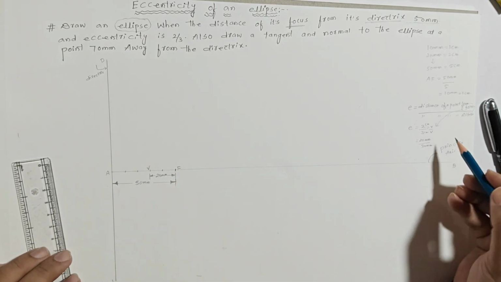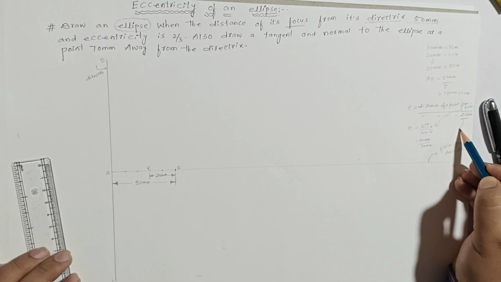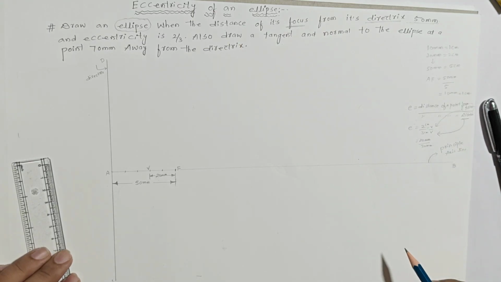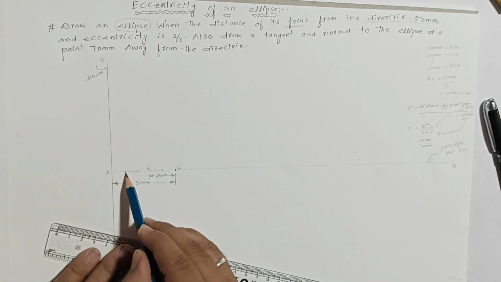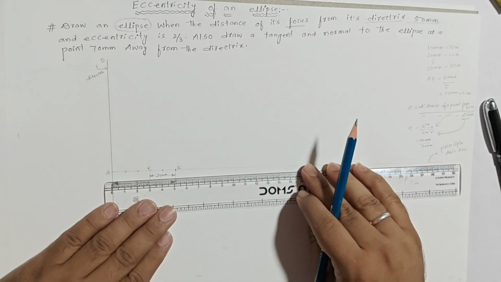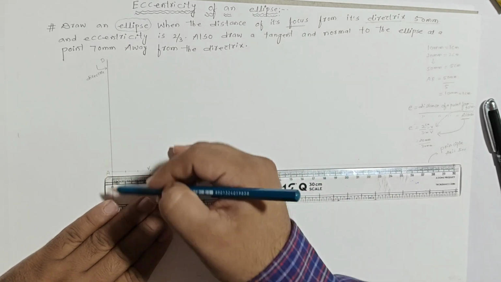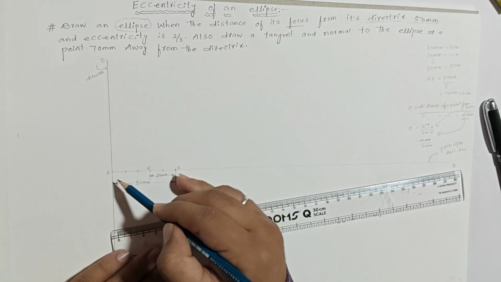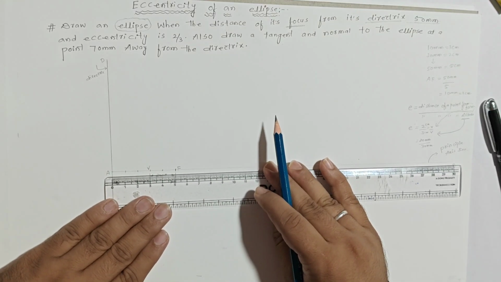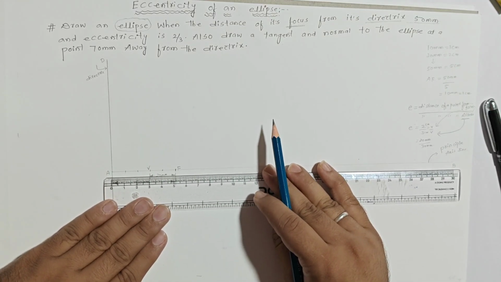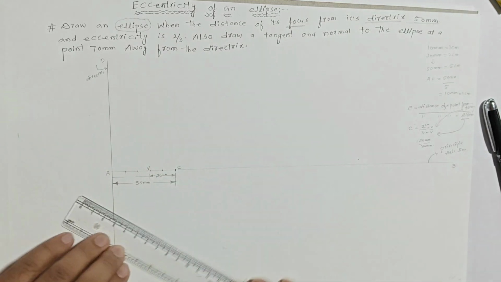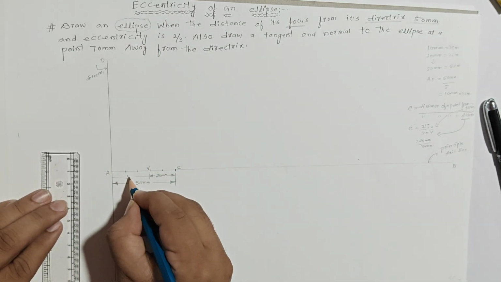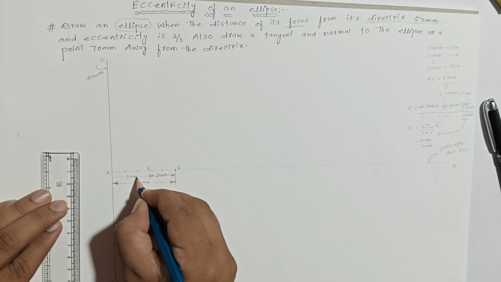And then again from directrix to vertex we need to measure 3 centimeter, nothing but 30 mm. From directrix to vertex, let us see, 1 centimeter, 2 centimeter, 3 centimeter. This is the directrix line. Directrix to vertex is 30 mm. Clear? I am representing over here 30 millimeter.